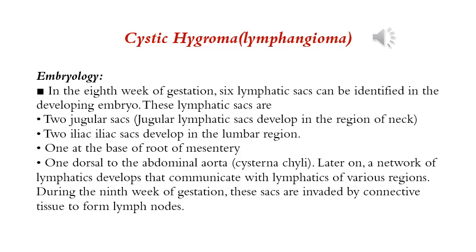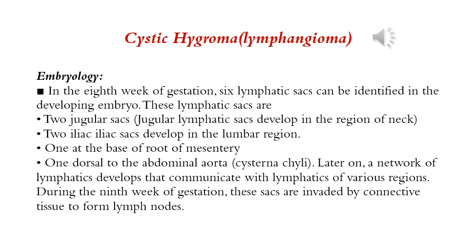In the 8th week of gestation, 6 lymphatic sacs can be identified in the developing embryo. These lymphatic sacs are distributed as follows: two jugular sacs, from which the cervical lymph nodes upper, middle and lower are formed; two iliac sacs, from which the inguinal lymph nodes and lumbar lymph nodes in the groin are formed; one at the root of the mesentery, from which the mesenteric lymph nodes are formed; and one dorsal to the abdominal aorta, called the cisterna chyli.